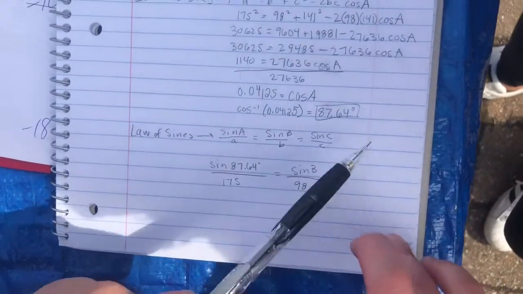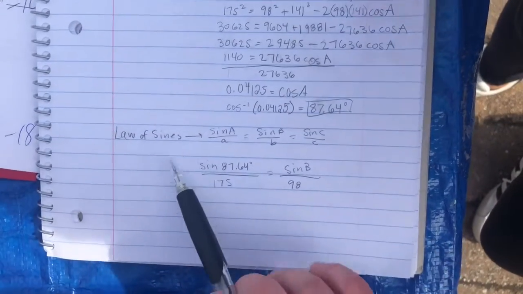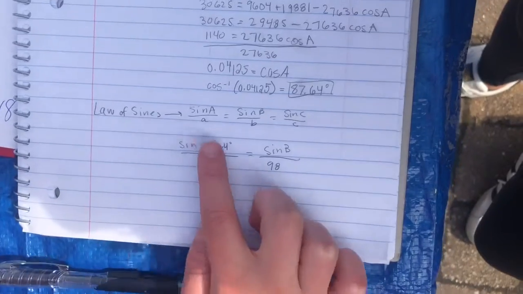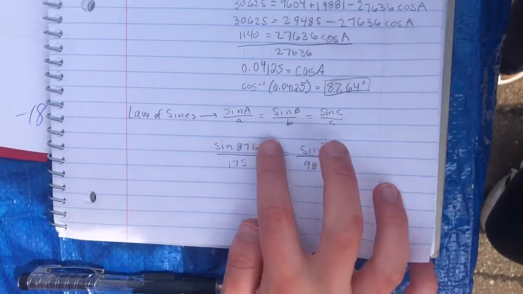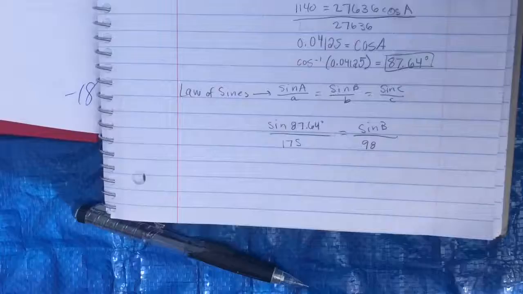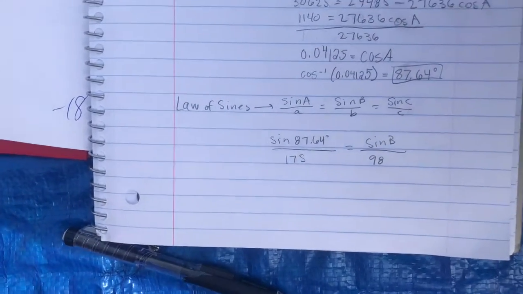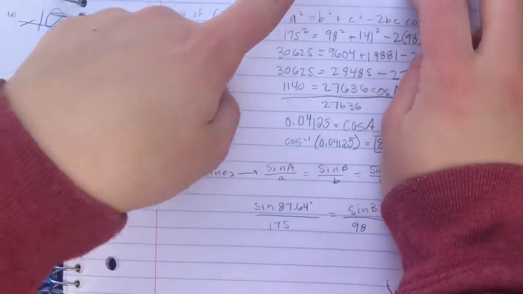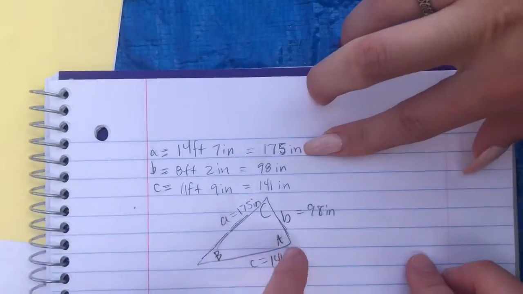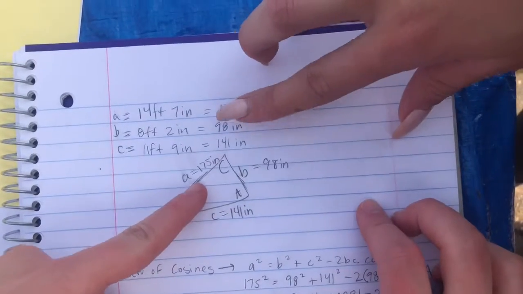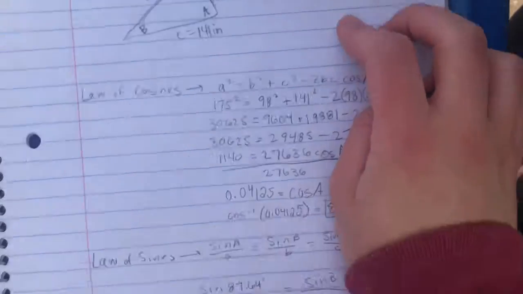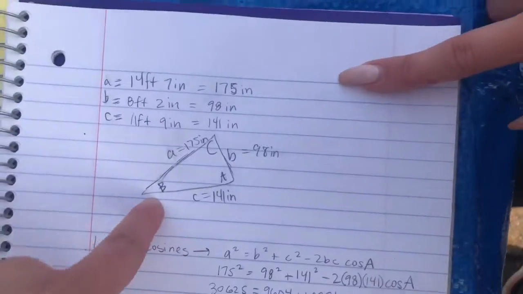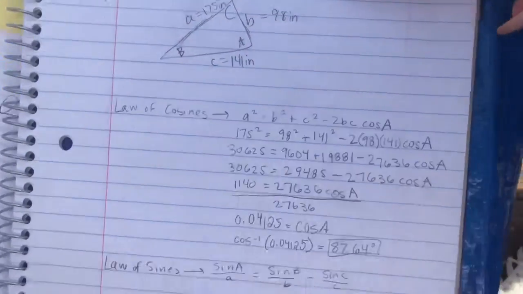Now that we have the angle measurement for A, we use the law of sines to find the angle for B. So this is our equation for law of sines. We plug in for A, 87.64 degrees, and put that over the corresponding side A, which is 175 inches. Then B is what we're looking for, and the side corresponding with that would be 98 inches, so we put that at the bottom.